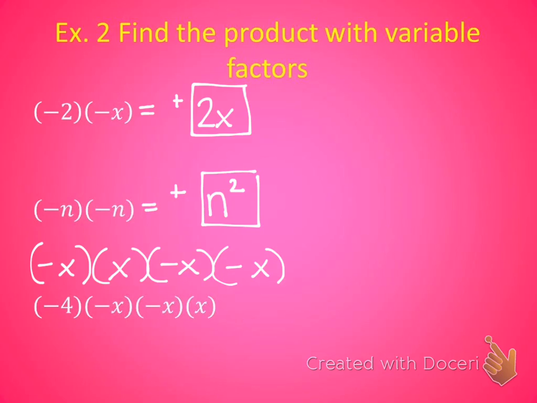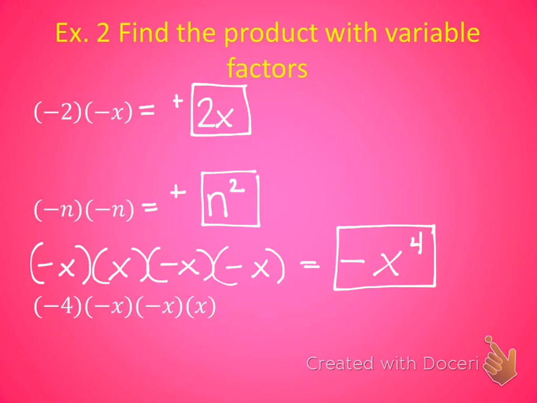Count up how many negative signs do I have? 3. So what's my answer going to be? Negative. And then I need to write how many x's I have. 4. So how would I write this? Perfect. Negative x to the 4th power. Okay? Does everybody get that?